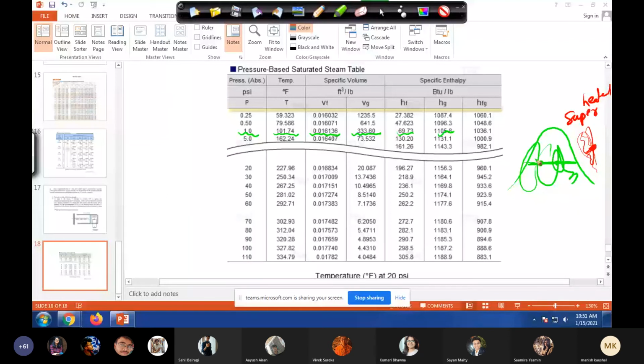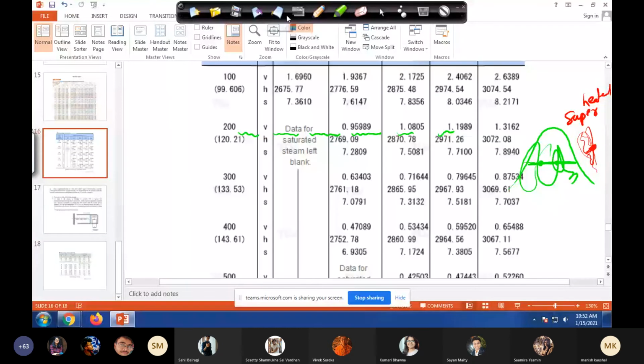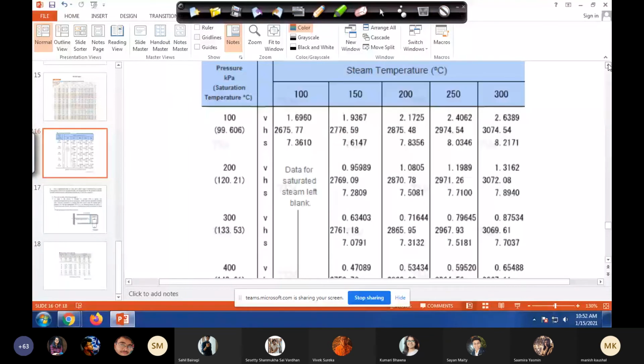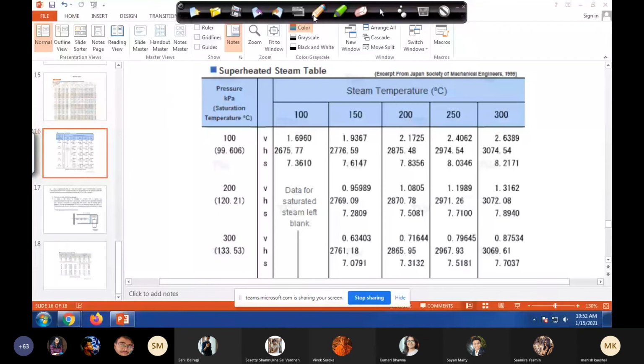So let's go to the superheated steam table. Here, I will make a new page, and let's try to read this superheated table. Now, how will you identify whether your system is superheated or not? Listen carefully, and then we'll end this lecture. I'll show you a small problem, and then we'll end this lecture.